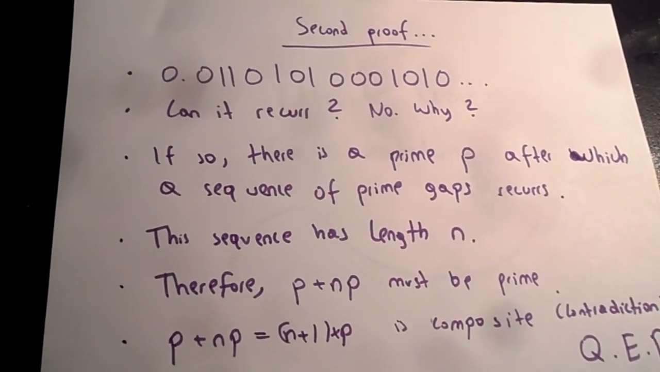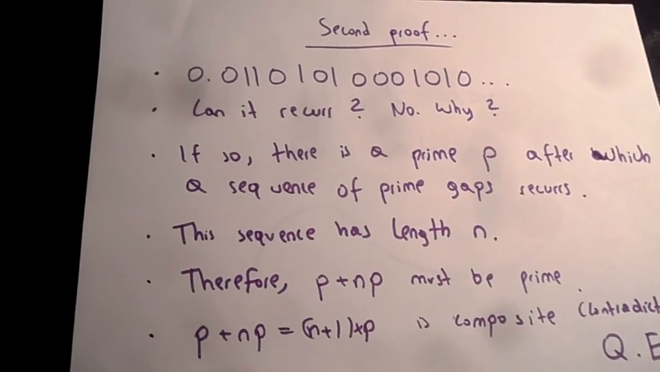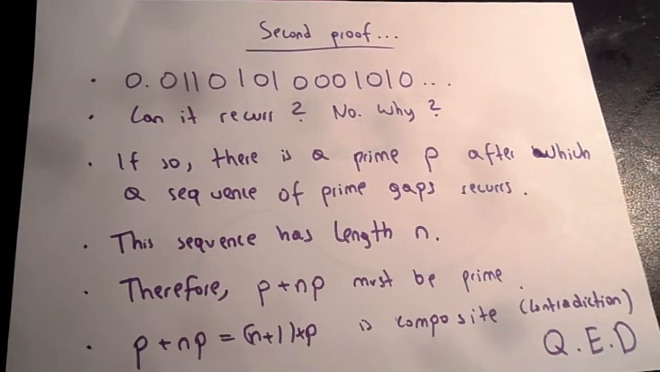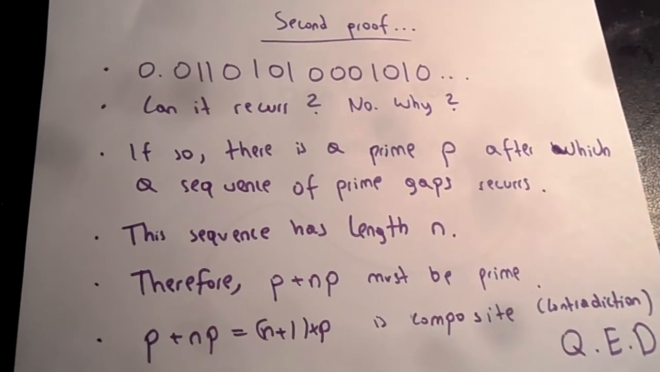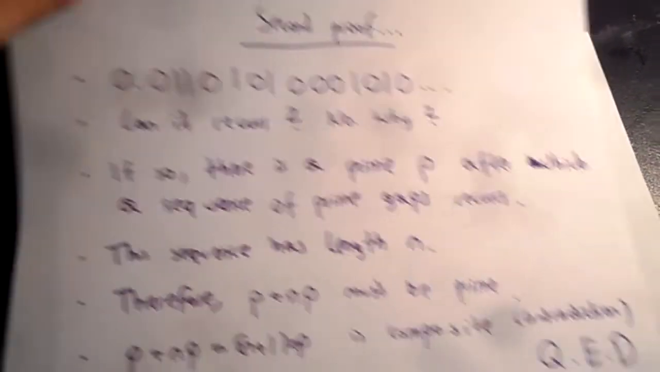Well, that must mean if it can't terminate or recur, because we just came to a contradiction, it's not rational again, so it must be irrational. And that leads us to our conclusion that this number is irrational. A gorgeous proof. Hope you enjoyed it as much as I did. Thank you for watching.